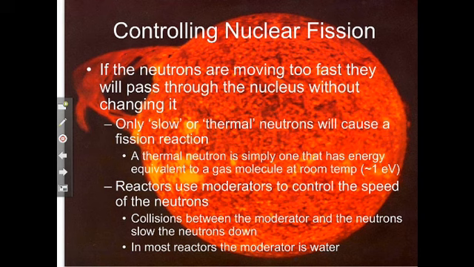As we mentioned, if the neutrons are moving too quickly, they'll pass through the nucleus without changing it, without binding to the nucleus. And so that's why we need these slow neutrons. It's just one that has energy that's equivalent to a gas molecule at room temperature, which is approximately 1 electron volt. And in the reactor, you have what we call moderators that control the speed of these neutrons. In most reactors, the moderator is water. Essentially, the water just slows down the neutrons as they pass through.